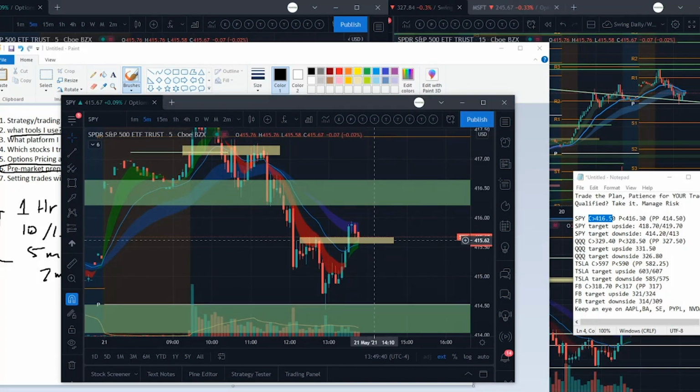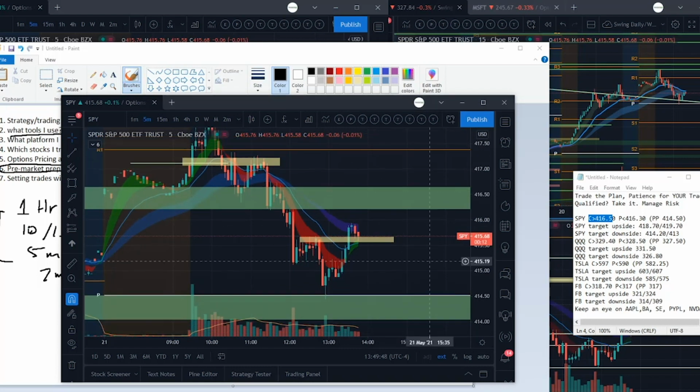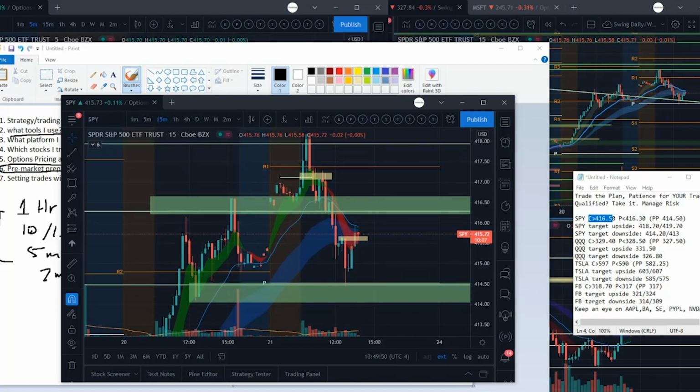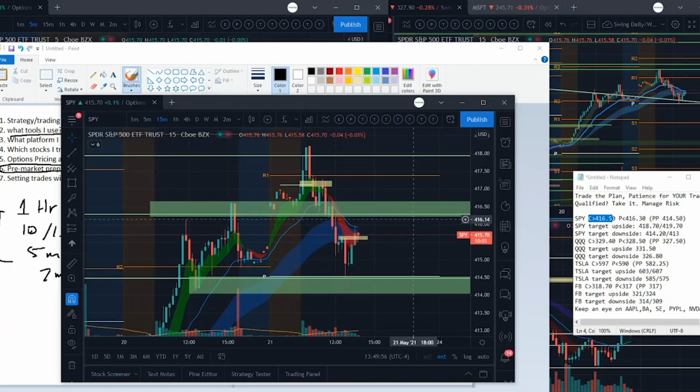So I would be looking for calls, entering calls around this point somewhere with a stop just under here, to see if we can climb back into the day. Now, a lot of traders, if you look at a 15-minute chart, will say, holy crap, this looks terribly bearish. Why would you think that? It does look moderately bearish, but I'm seeing the 5-minute switch. I really like the 5-minute charts and how they shape up.